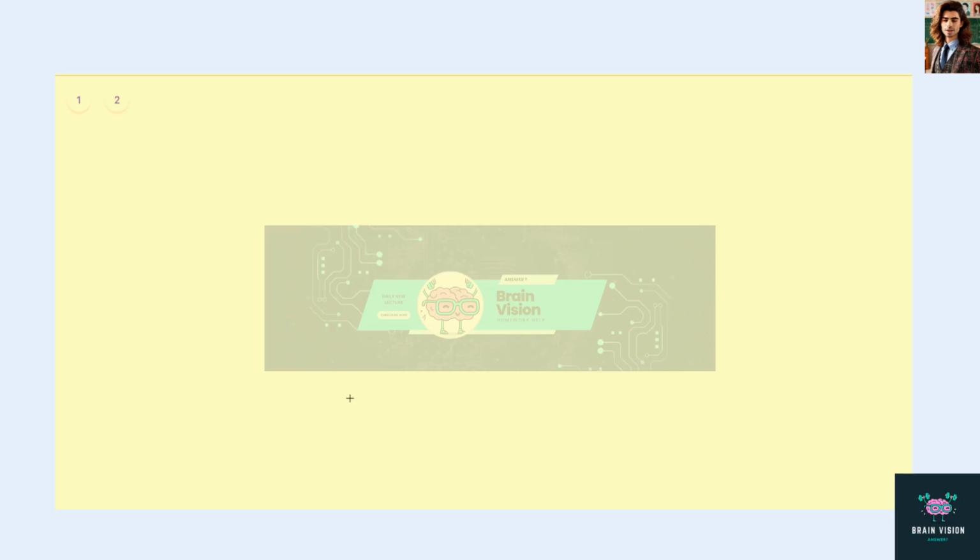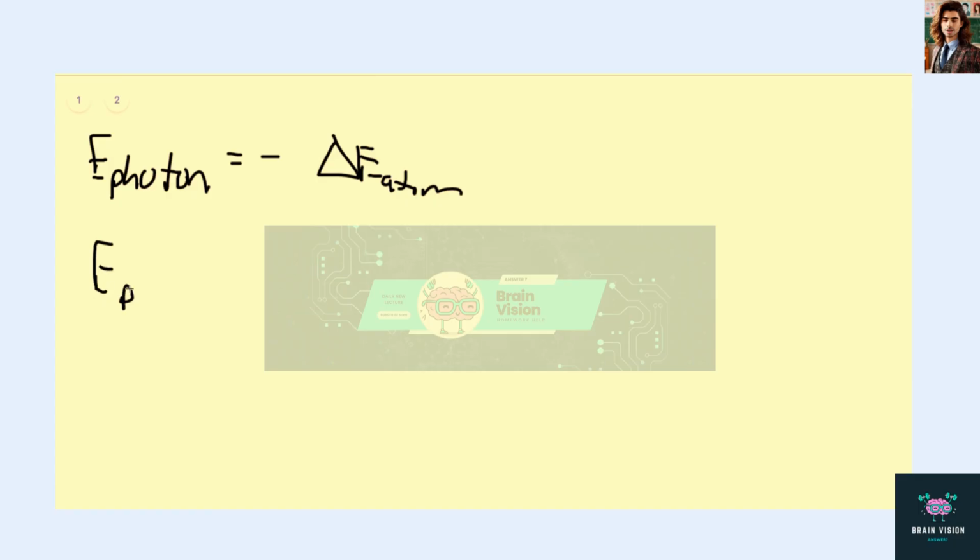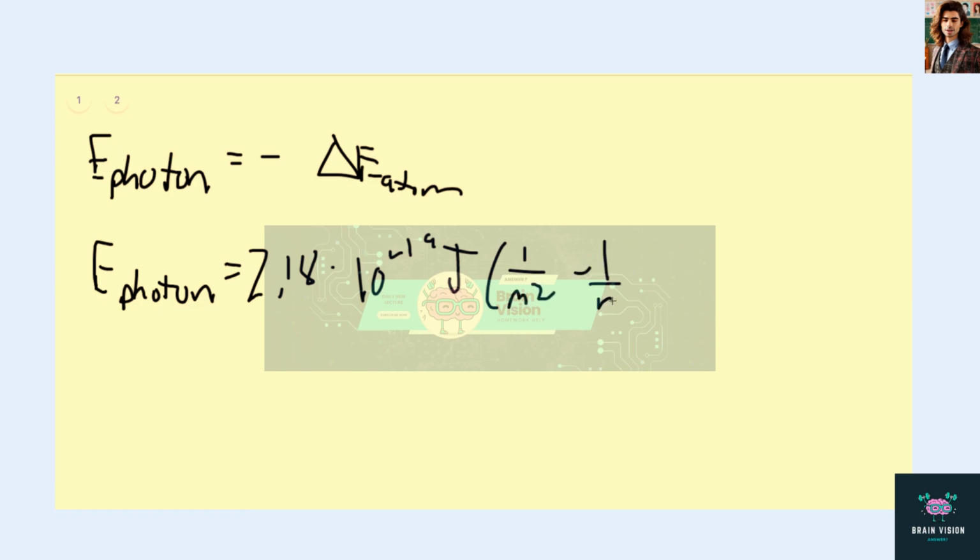So to move on from here, we take that the energy of a photon is equal to negative delta E of an atom, and our previous equation was for delta E of an atom, so now we can combine those two equations to find that the energy of a photon is equal to 2.18 times 10 to the negative 19th joules times 1 over m squared minus 1 over n squared.